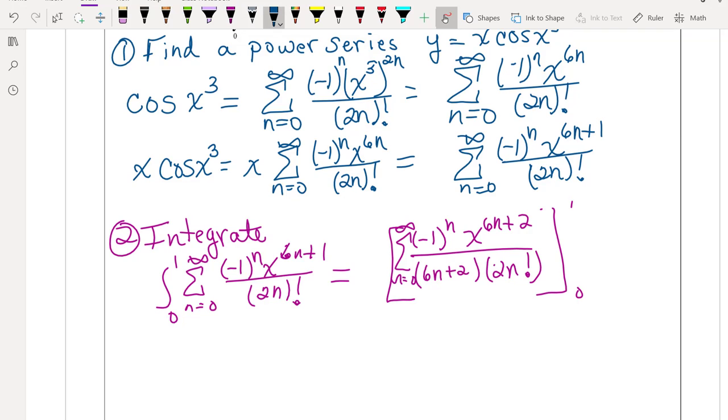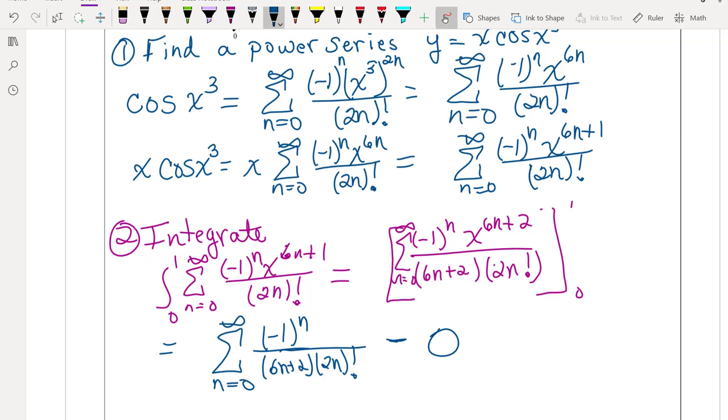So when we do that, we have, substituting 1 in for x, we have -1 to the n, 1 to the 6n plus 2 power would just be 1. And then the denominator is just going to be 6n plus 2 times 2n factorial. Minus, and when I put 0 in for x, I get 0. So I just get this constant.